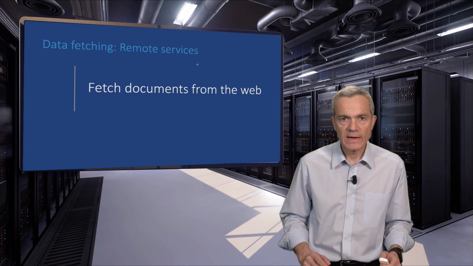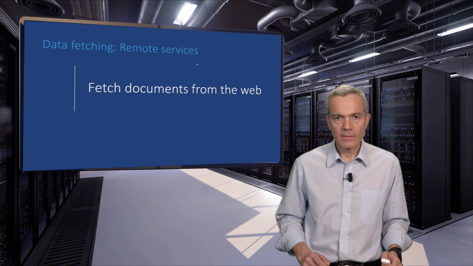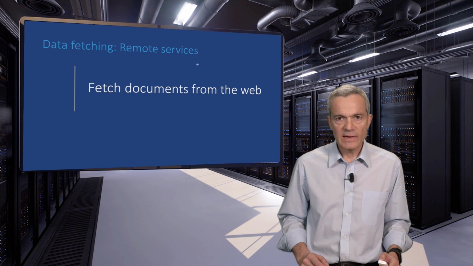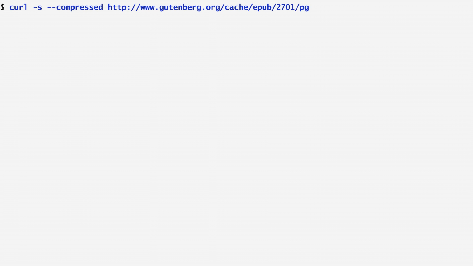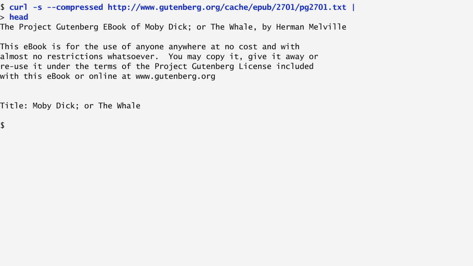Huge amounts of data are available over the internet. As a first example, let's see how we can use a command to fetch a complete book's content from the internet. To fetch data from the internet, we use the curl command and specify a URL. In my case, I choose the book Moby Dick or The Whale of Herman Melville from the Project Gutenberg. This is a volunteer effort to digitize and archive cultural works.